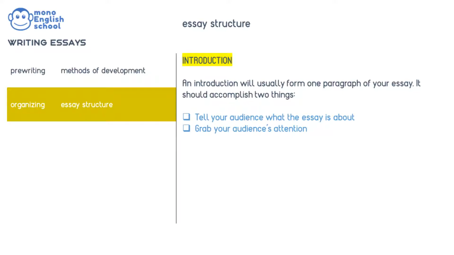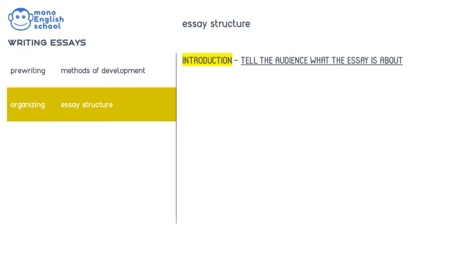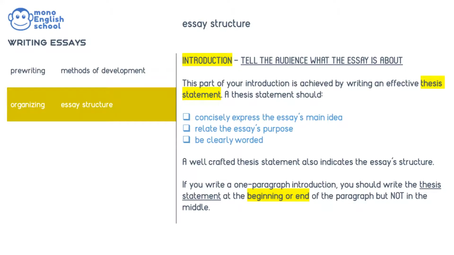First, tell the audience what the essay is about. This is achieved by writing an effective thesis statement, which should concisely express the essay's main idea, relate the essay's purpose, and be clearly worded. A well-crafted thesis statement also indicates the essay's overall structure.